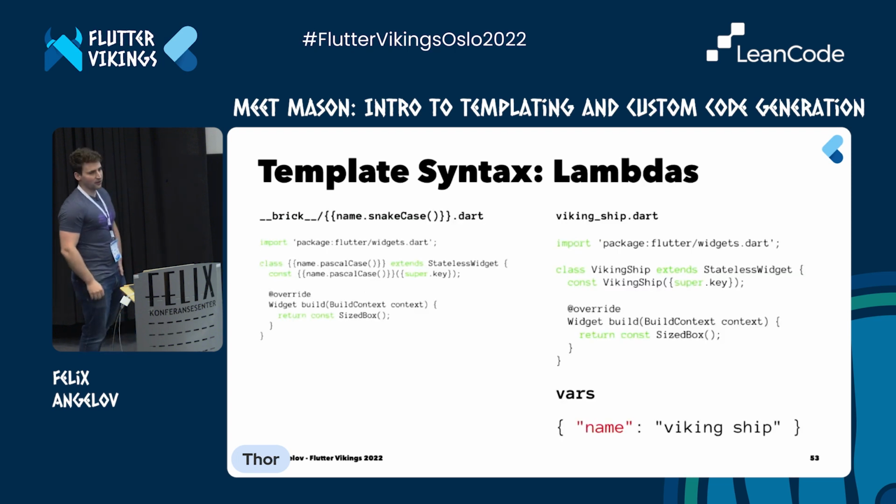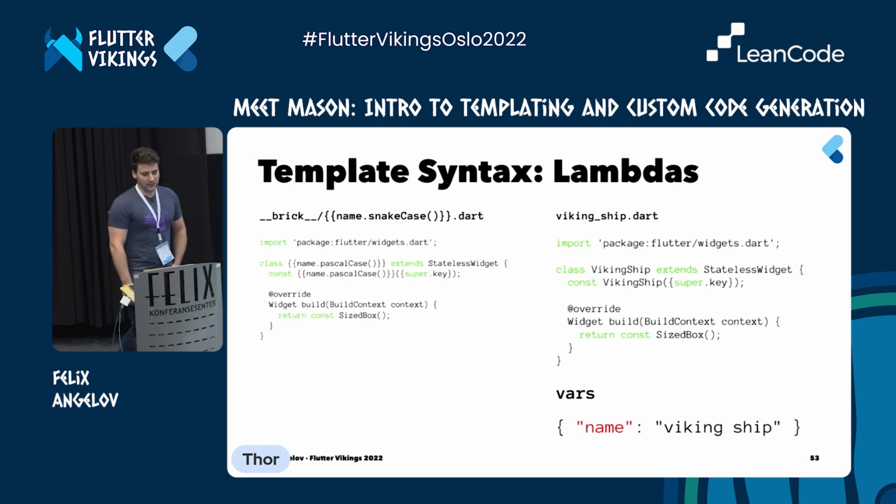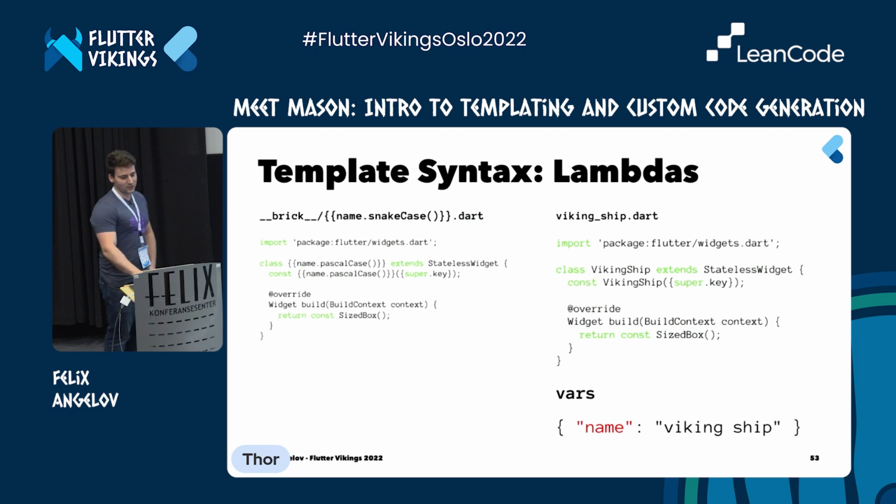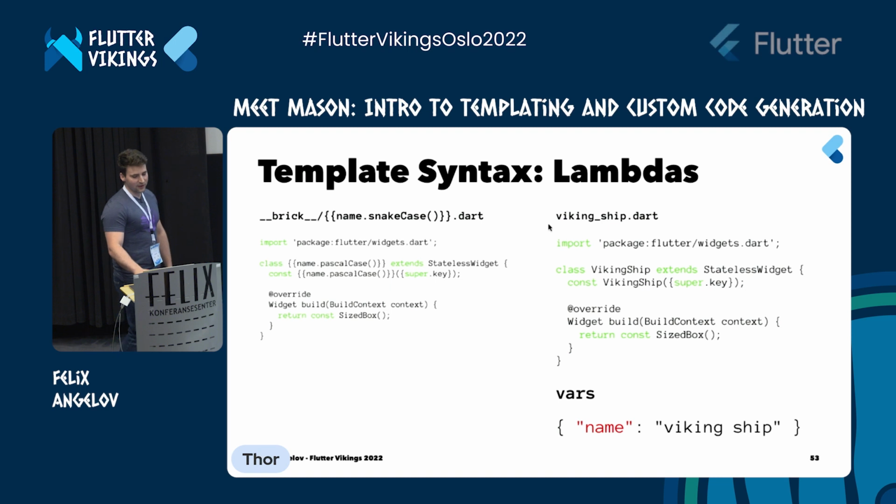Probably the most useful thing are these things called Lambdas, which are basically just functions that manipulate the output that's going to be rendered. And Mason comes with a bunch of built-in Lambdas. In this example, we have a stateless widget class. You can see the snake case lambda is being applied to the variable named name, and we have the Pascal case lambda applied to the class name, because we always want our files to be snake case, and we always want our classes to be Pascal case. So if we were to use mason make with this template and provide the name Viking ship, notice that Viking ship is all lowercase with a space in between, it would generate a file viking_ship, and then the class name would be Pascal case VikingShip, just like you would expect with a Dart or Flutter class.